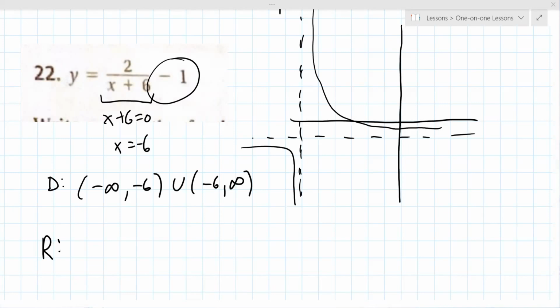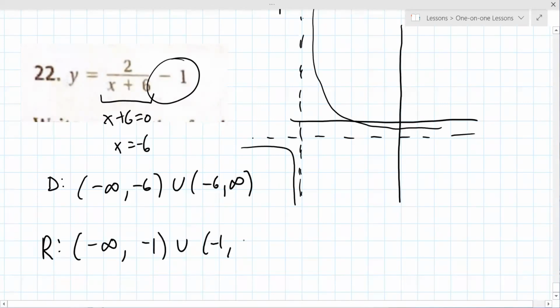Okay. So the range is everything but minus one. So it's minus infinity to minus one, union minus one to infinity. Got it. And again, you can graph this. That would also help, I suppose. And then you said 28. Yes.